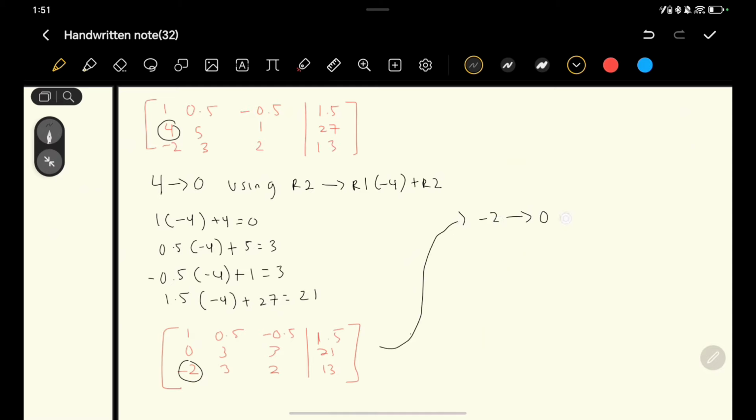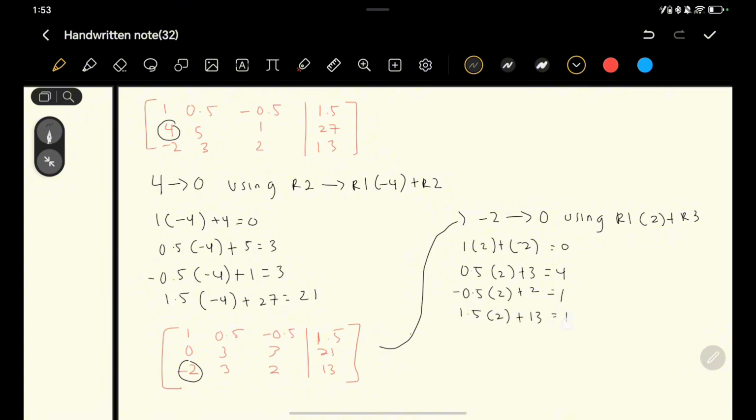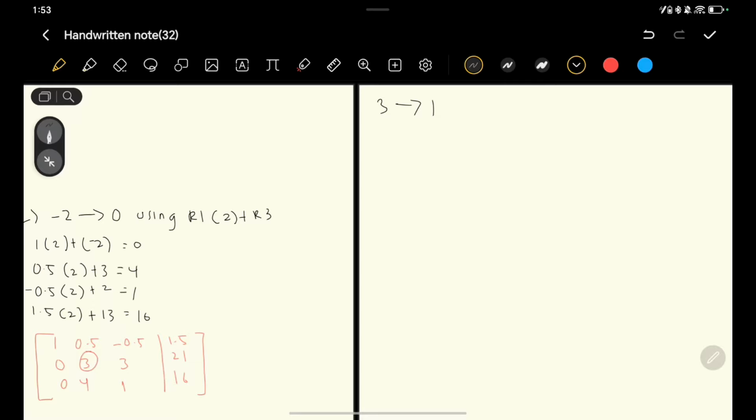The next number we have to change is -2. Make it into 0. Since -2 is a negative number, so we use +2 to make it 0. So R1 is a base times +2 plus R3 since -2 in row 3. Transfer the new value into the matrix.